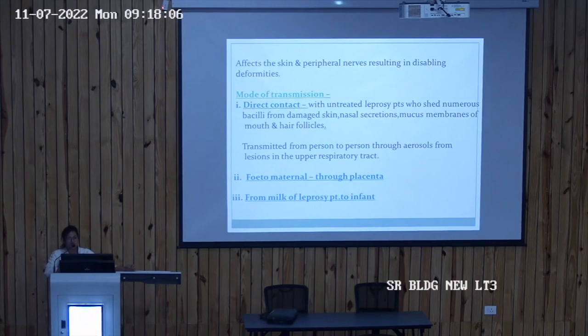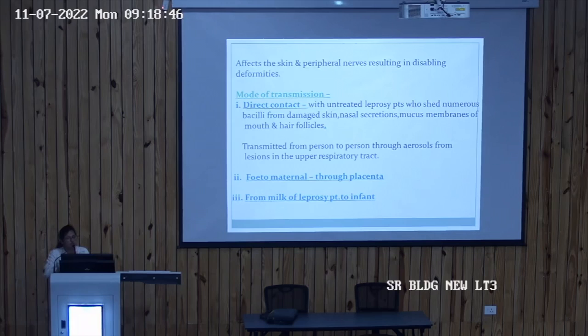And how is it transmitted? It may be transmitted directly by direct contact, when an untreated leprosy patient sheds numerous bacilli from damaged skin. The skin gets damaged in leprosy, or even in severe conditions there is nasal discharge. In the discharge you have a lot of bacilli, from mucous membranes of the mouth and hair follicles. When the patient is untreated, the active bacilli are shed, so that leads to transmission from person to person through aerosols or from lesions of the upper respiratory tract.